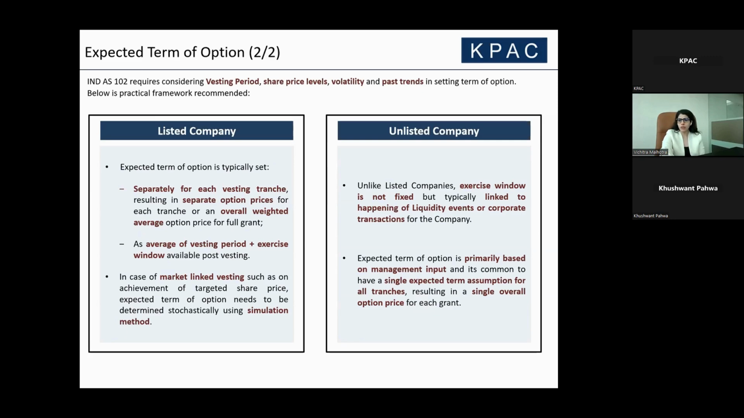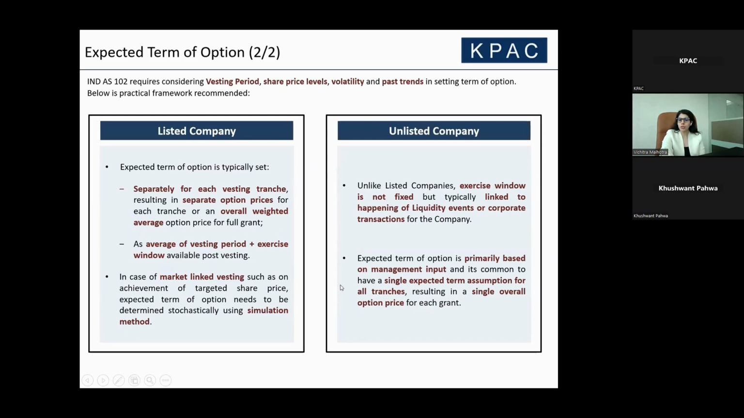The companies therefore have an option that they can report a separate option price for each tranche, or for brevity, they could find an overall weighted average option price and use that in their analysis. Please remember that in case there are any market-linked vesting conditions which are already incorporated in fair value of option, the expected term of option that you set needs to be consistent with what you have assumed in your overall assessment of these market-linked vesting conditions.